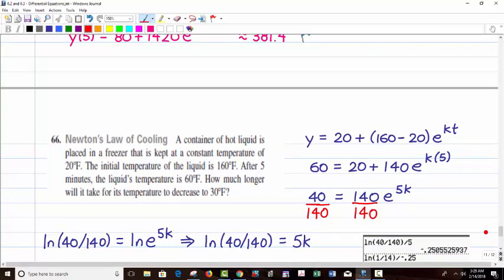A container of hot liquid is placed in a freezer, kept at a constant temperature of 20 degrees. The initial temperature of the liquid is 160. After 5 minutes, the liquid temperature is 60 degrees. How much longer will it take for the temperature to decrease to 30 degrees? Now the wording on this one's a little bit tricky, so you have to read this carefully.